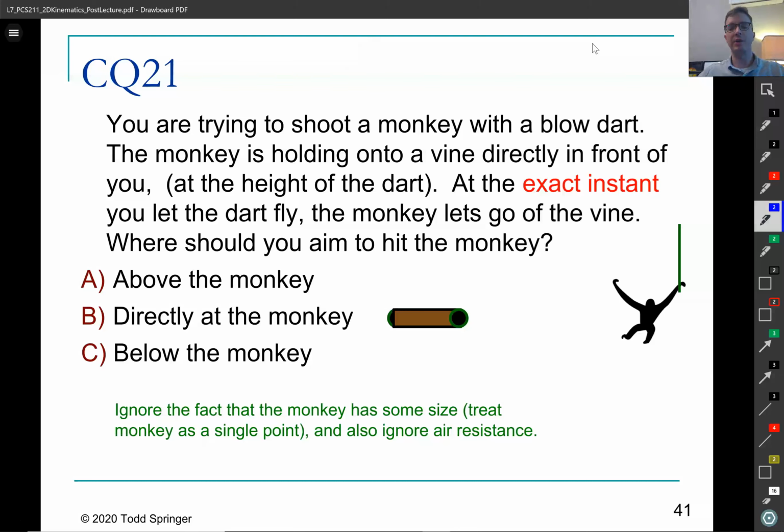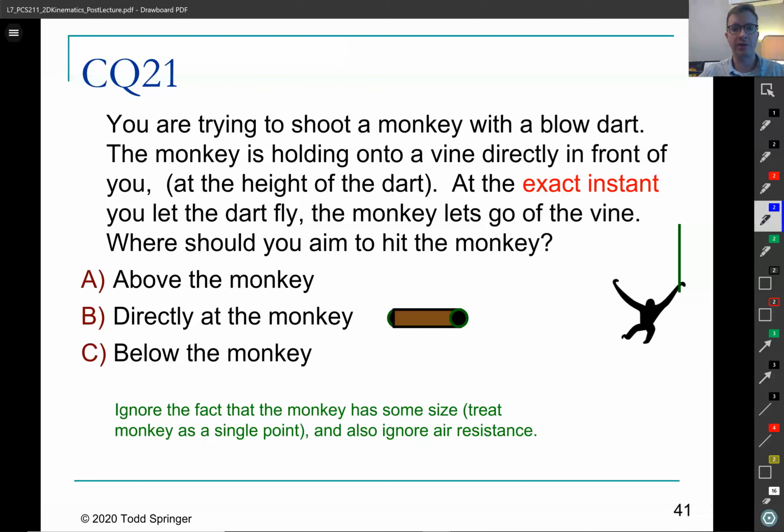The height of the dart and the height of that monkey are exactly at the same height. Do you aim above, below, or directly at the monkey? And as usual, we're ignoring air resistance in this case. Go ahead, pause the video, see if you can answer this question.